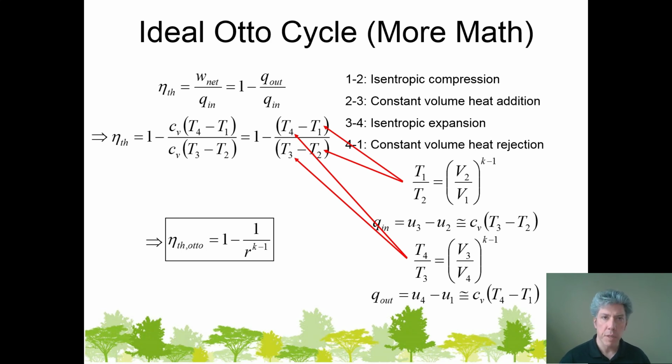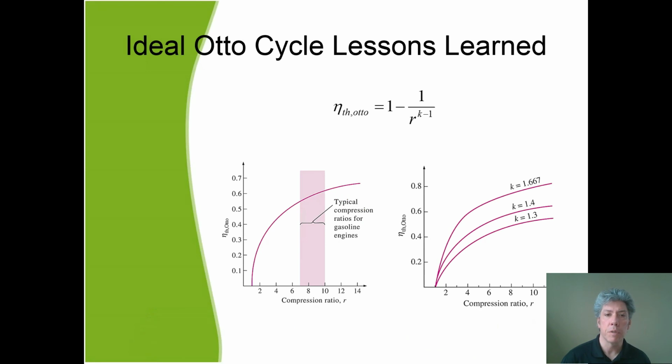The thermal efficiency of a spark ignition engine is 1 minus 1 over the compression ratio r to the power of the heat capacity ratio minus 1. This is a really interesting, very unique result. It's very useful to us. Why? Well, because we can learn some lessons from it.